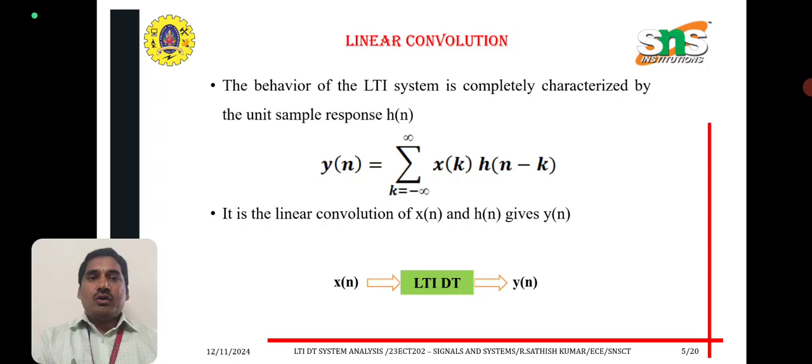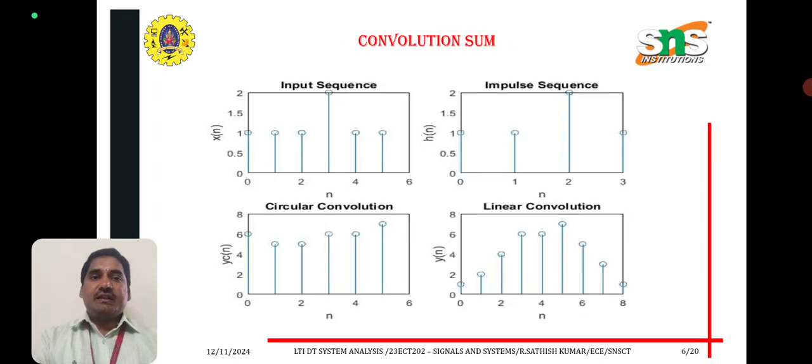The behavior of an LTI system is completely characterized by the unit sample response h of n. Y of n is equal to summation k is equal to minus infinity to plus infinity of x of k into h of n minus k. It is the linear convolution of x of n and h of n that gives y of n. When x of n is applied to a linear time invariant discrete time system, it produces the output y of n. This is the convolution sum of the given sequence.